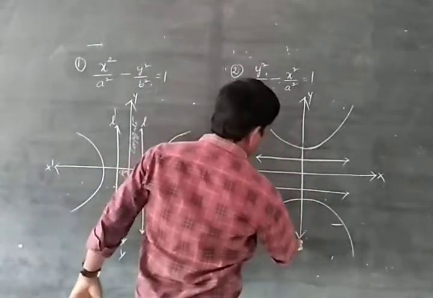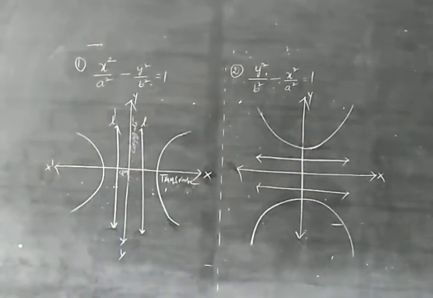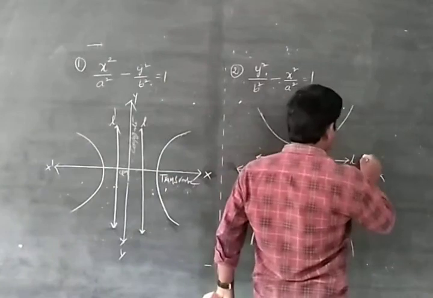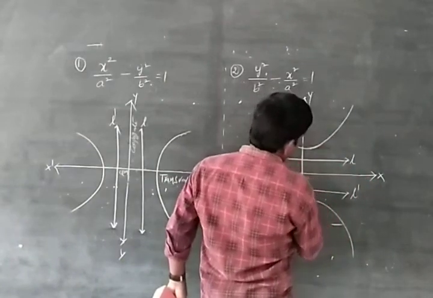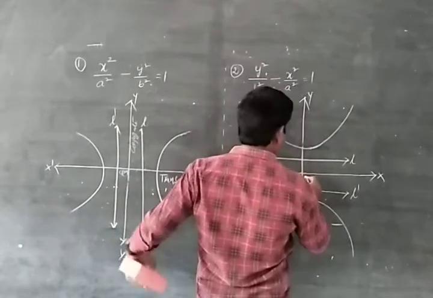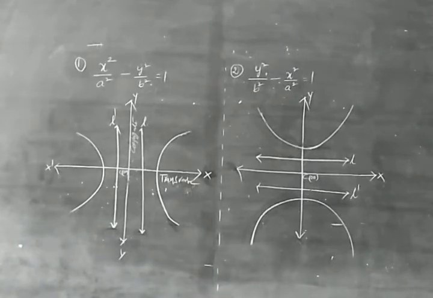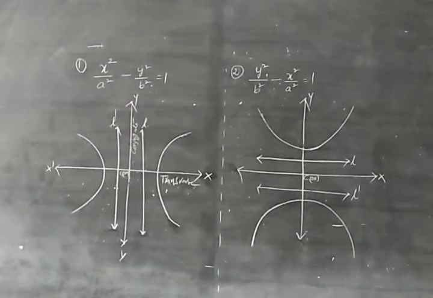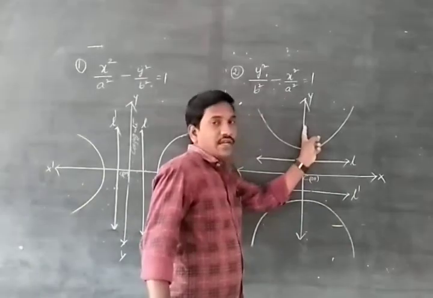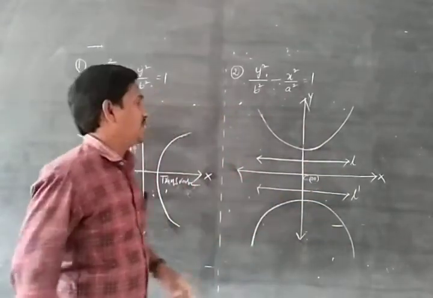Write down. This is the center C, 0, 0. Now it is conjugate and this is transverse. X and y are interchanged.